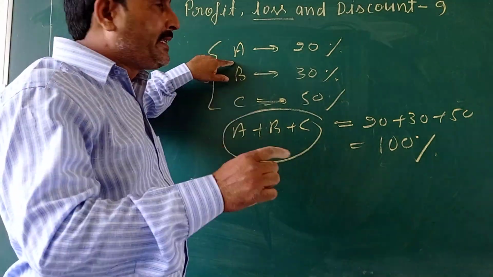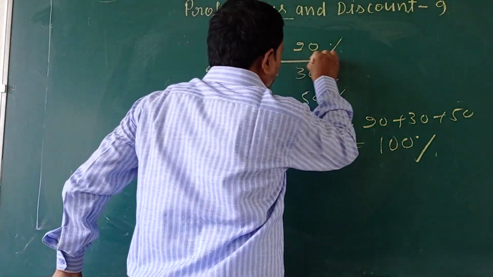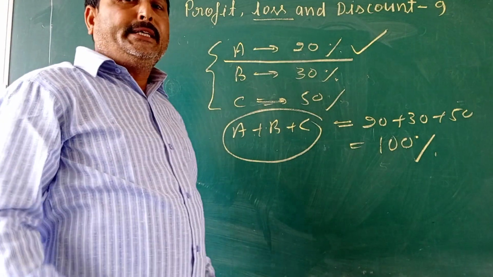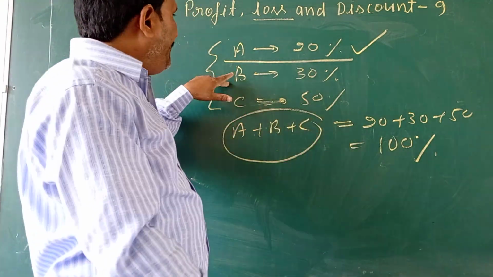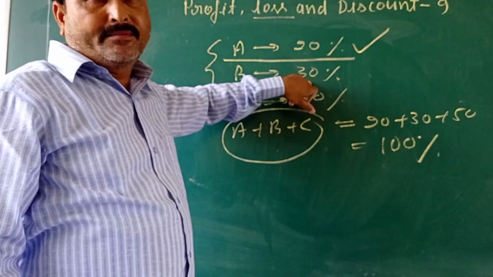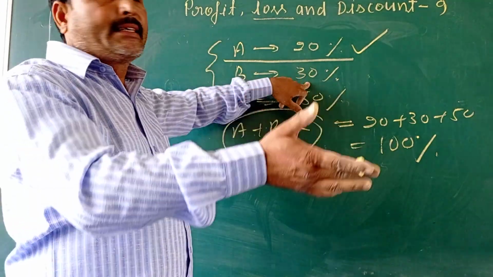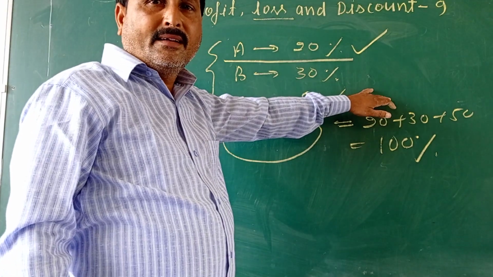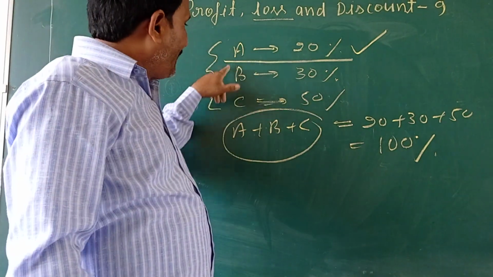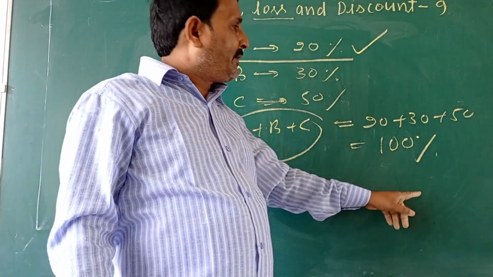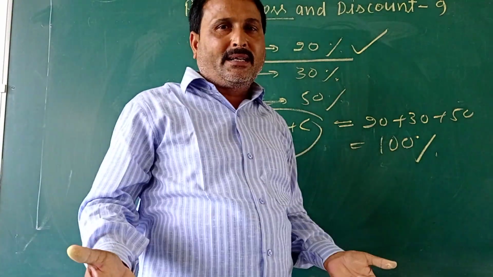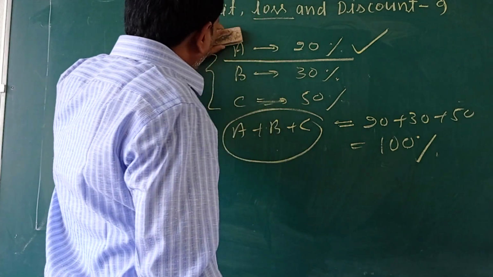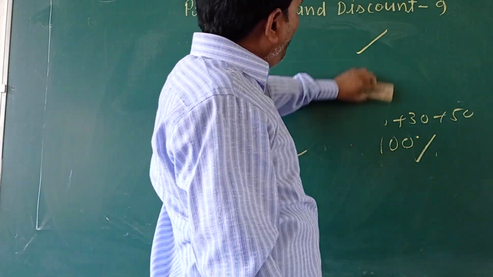They will give only 20% discount on article A. On the first one 20%. If you purchase another article B, then 30%. Third article C, 50%. Okay? They do not give the discount together. Otherwise you would be getting 100% discount, free of cost. Okay? Discount we always get on the market price.